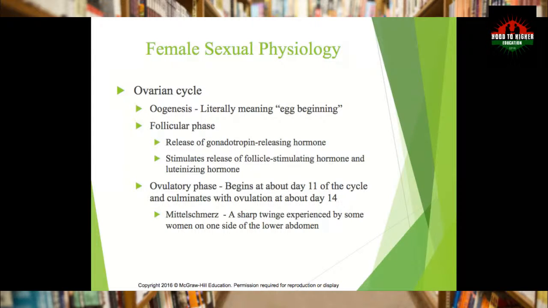The ovarian cycle. The development of female gametes is a complex process that begins even before a woman is born. In infancy and childhood, the cell develops into an ova. Ova is another term for eggs. During puberty, hormones trigger the completion of the process of oogenesis, literally meaning the egg beginning. I'm going to say that again. Oogenesis means the egg beginning.